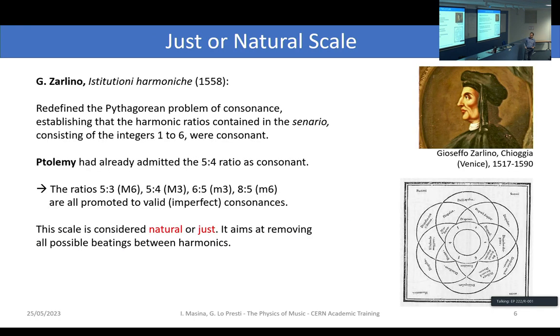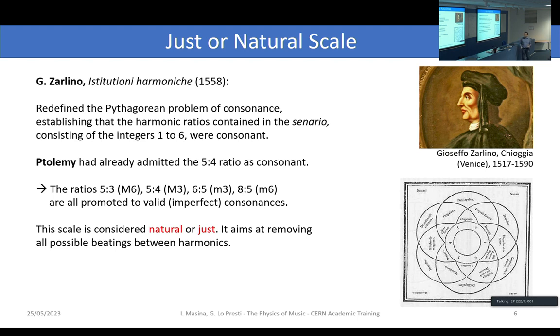to this guy called Giuseppe Zarlino from Italy, from Chioggia. So actually Italy. At the time, this was the Republic of Venice. It was not Italy. But okay. So Zarlino was actually one of the first that, okay, Ptolemy already admitted this 5 out of 4 ratio as a consonant ratio, but Zarlino was the first that really kind of formalized it.